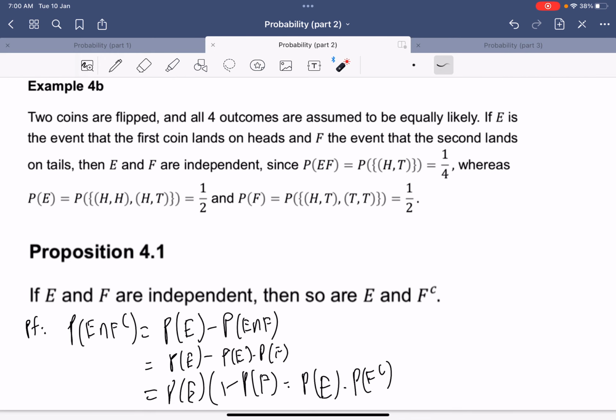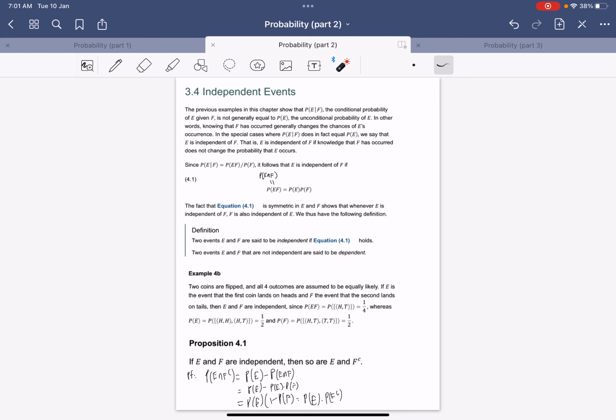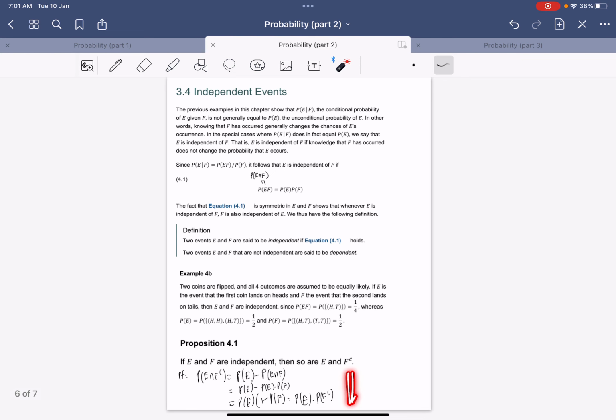And you can also prove that if E and F are independent, then anything related to these two will be independent, and so E is independent of F complement as well. Here's the proof of it. You can read it for yourself to understand.